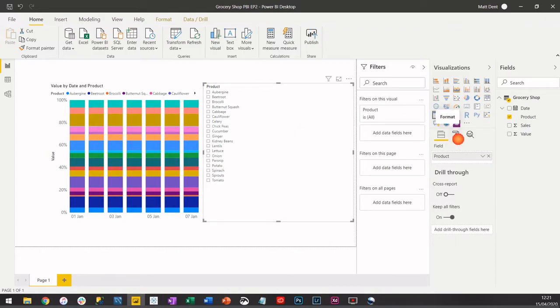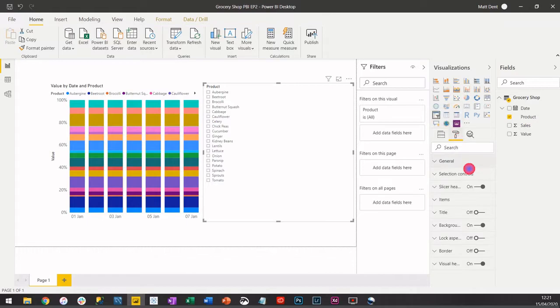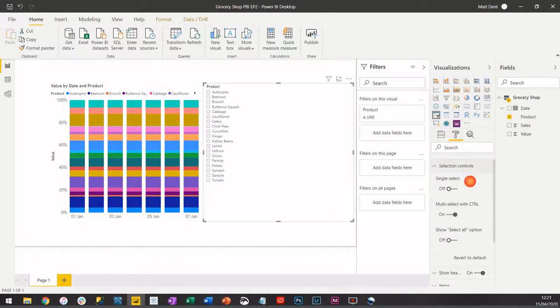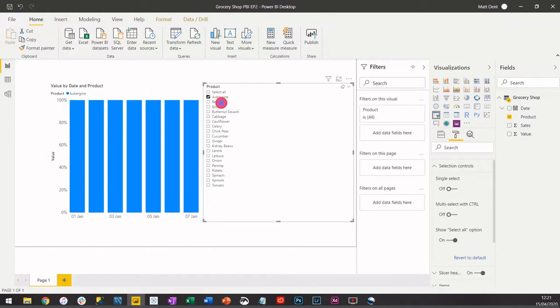The first thing I'm going to do is click on the format pane and click on selection controls. From here I'm going to untick multi-select with control and show a select all option. So now if I select all the products will be seen in the chart. If I deselect that, we'll start from the beginning. So if I'm only interested in aubergine, beetroot, broccoli, we know spinach was a high earner, and potentially kidney beans. So now we've only got 5 products, and it makes the chart a lot easier to understand.